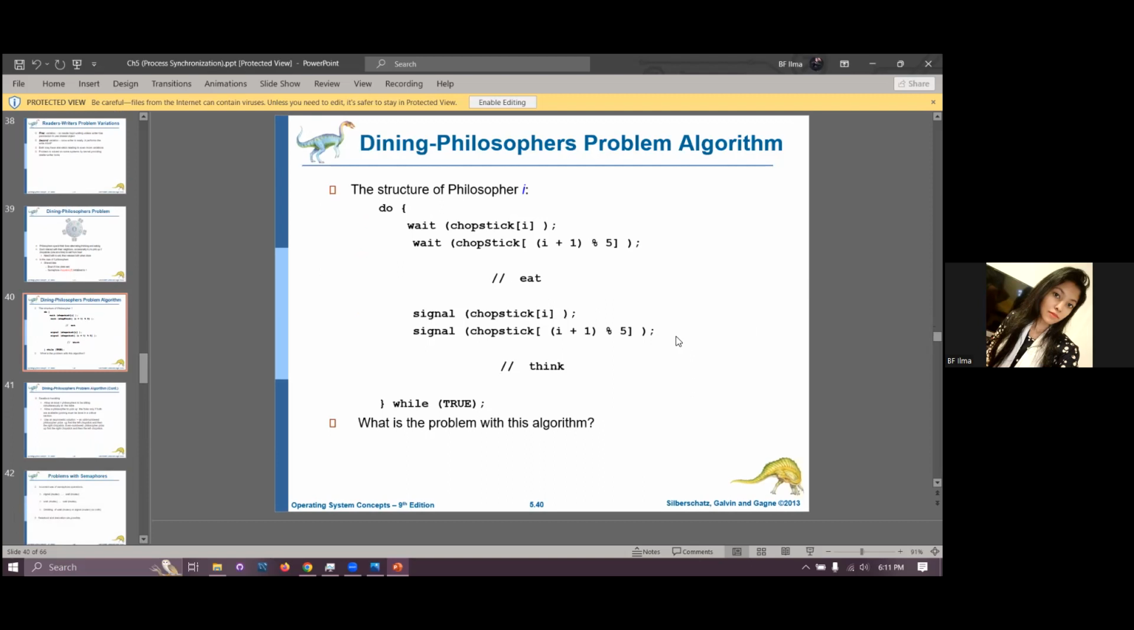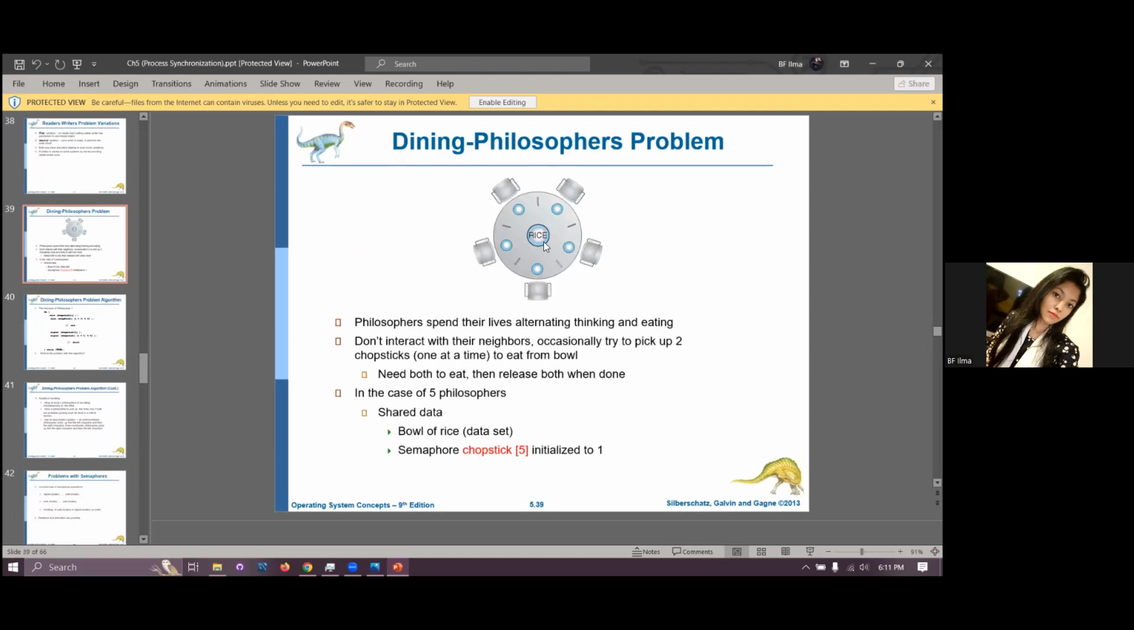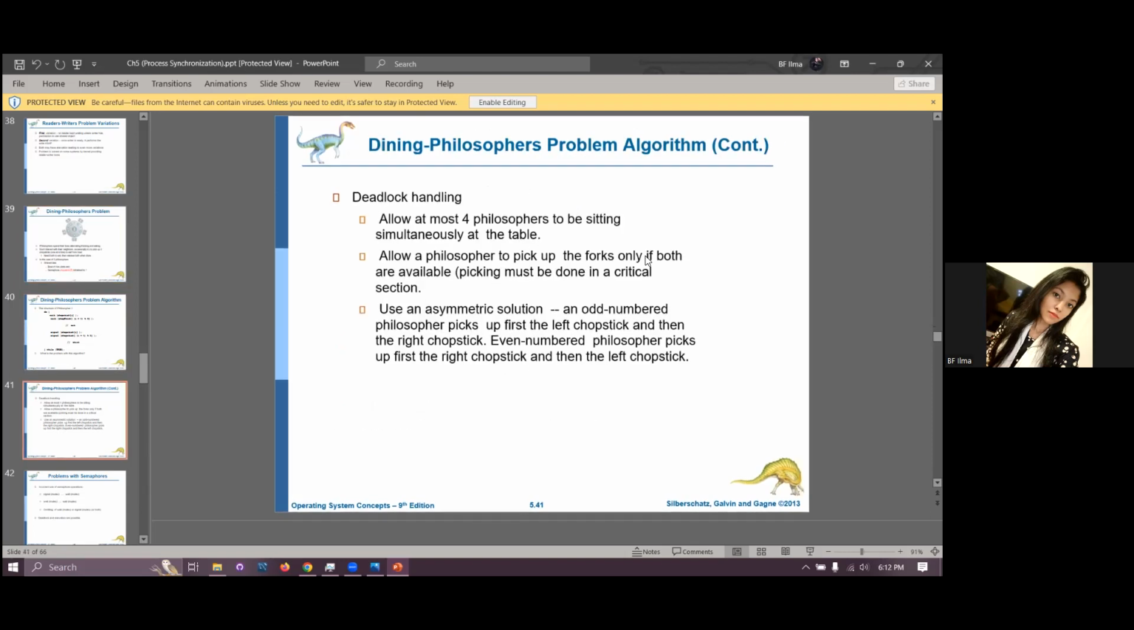Let's use this diagram. Suppose every one of these philosophers picked up the chopstick to their right. This one will pick this and so on and so on. Then all of them will have one chopstick at hand, but none of them can eat. Therefore, none of them can think. So it's kind of stuck there. That kind of situation is called a deadlock.